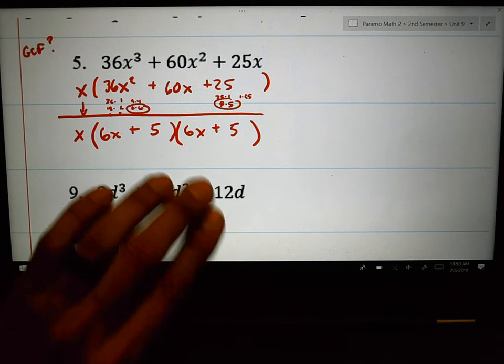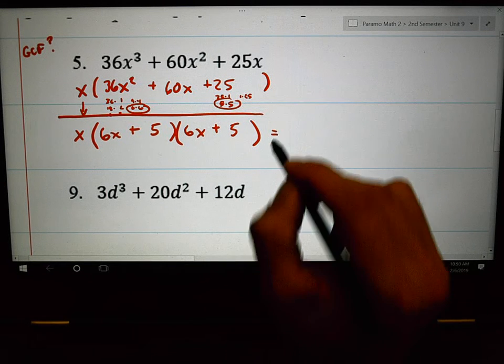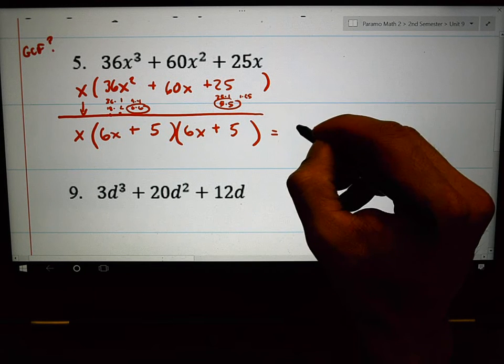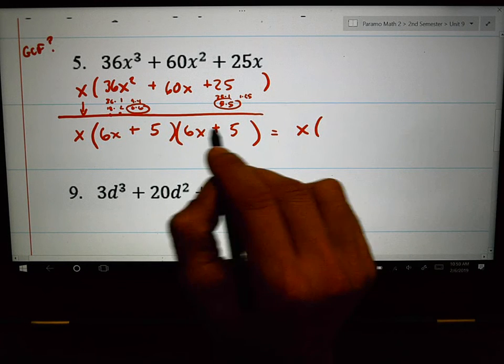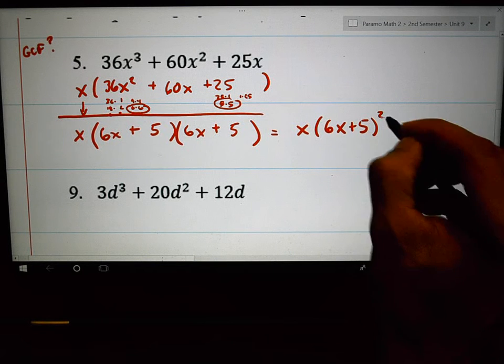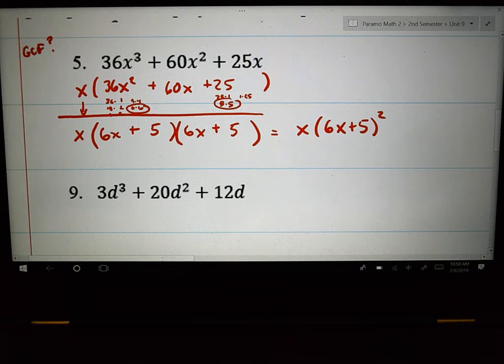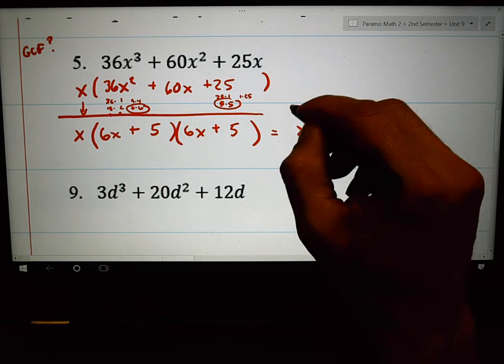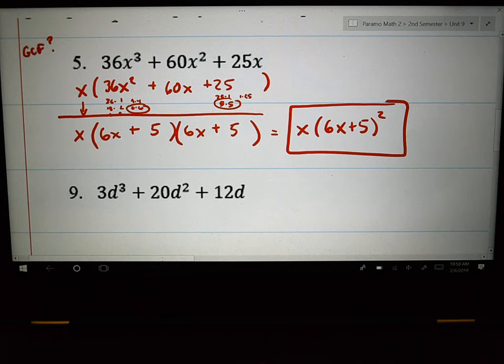This is not the easiest way to write this answer. On the SATs and ACTs, what they're going to do is keep that GCF in front, and these two groups are the same. So what they'll do, and what we're going to start doing if we see it, is say there's two factors of 6x plus 5, and that is the easiest way to write that answer.